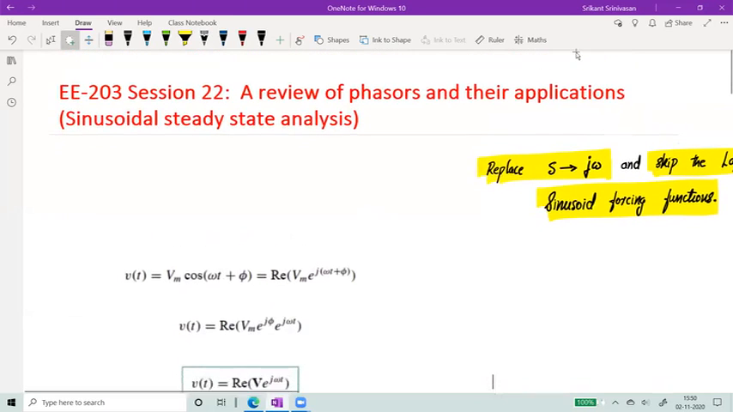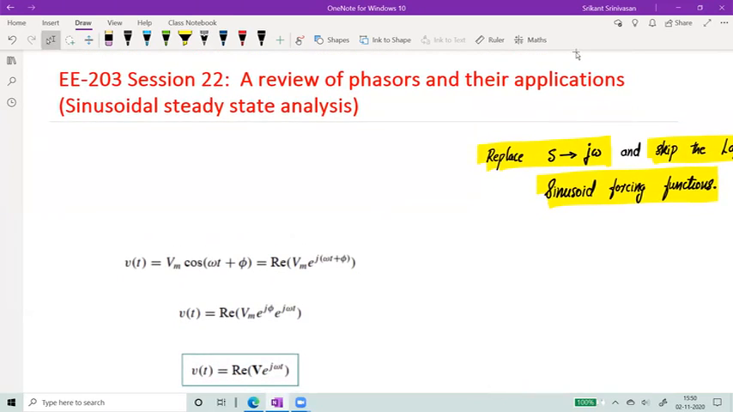Welcome to session 22 of EE 203. Today we will do a review of phasors, which you may have already studied in the first semester, and the application of phasors to circuit analysis. This is all in the context of sinusoidal steady state analysis.